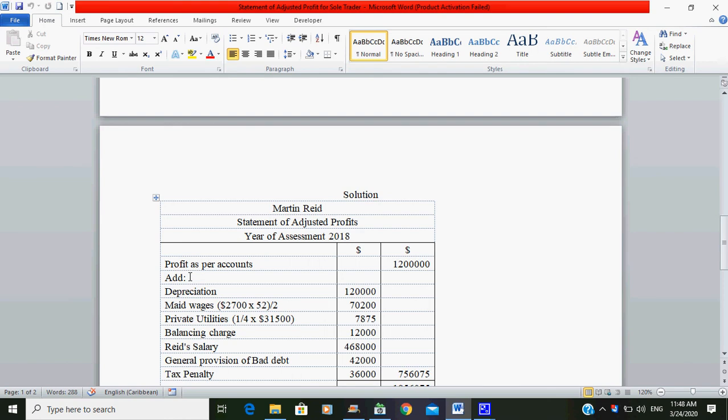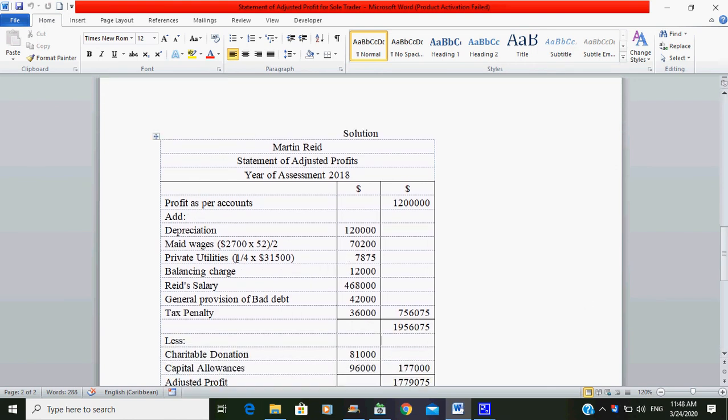Then you add back depreciation, which is 120,000. Now the maid's wages would have been 2,700 per week, as in the question. Miscellaneous expenses include 2,700 per week for a maid. The maid devotes half of her time to the business, so you multiply 2,700 by 52 to get the entire year, then divide by 2 because it is half. So it will be 70,200 for that one.